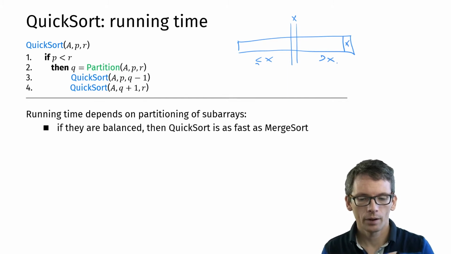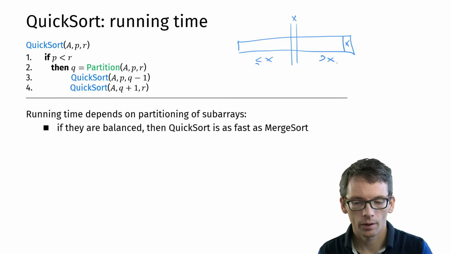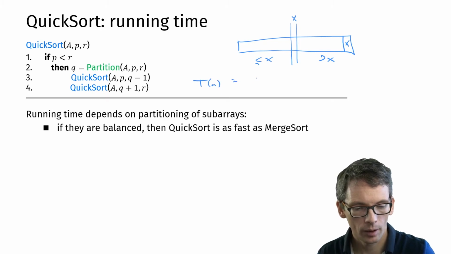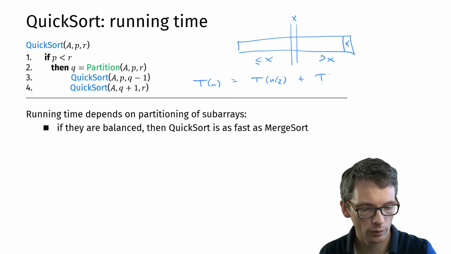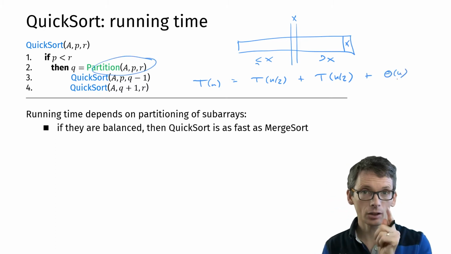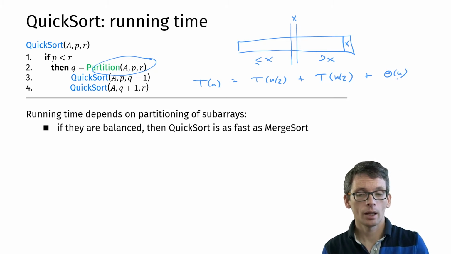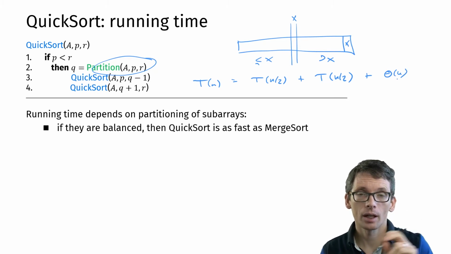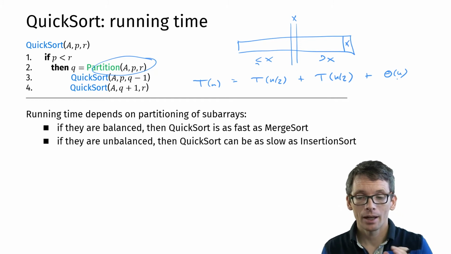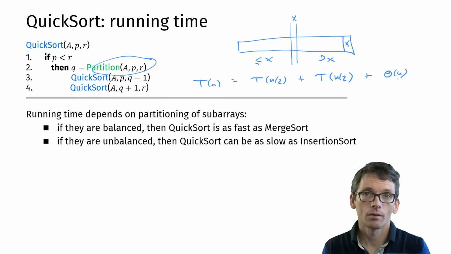So if we get a balanced split, then the running time would be T of n is T of n half to solve for this recursive call, T of n half for that recursive call, plus partition at linear time. This exactly corresponds to the merge sort recurrence. But this is only if our partition ends up in something nicely balanced. If it's unbalanced, then we're in trouble.